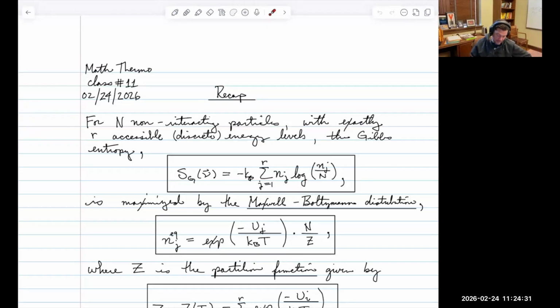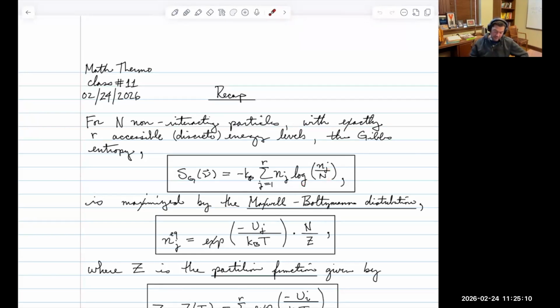Then the Gibbs entropy we defined, and how did we do this? We started out by using counting arguments, and then we used Stirling's approximation. We started with Boltzmann's entropy, which is a kind of counting entropy, and converted this to the Gibbs entropy. So the Gibbs entropy we defined is exactly this: minus k Boltzmann, the sum over the states j equals 1 to r, those are the accessible energy levels, of N_j, the number of particles in state j or energy level j, times log of N_j over N.